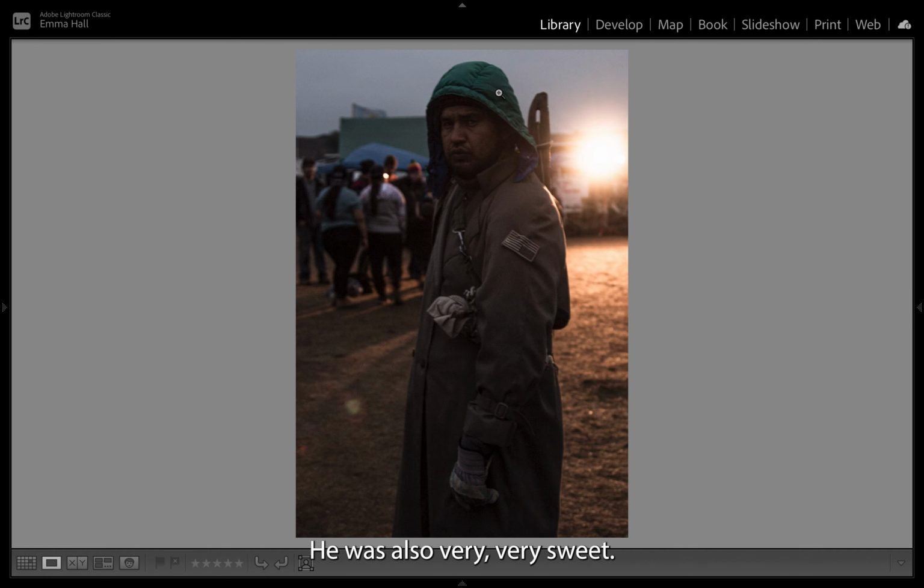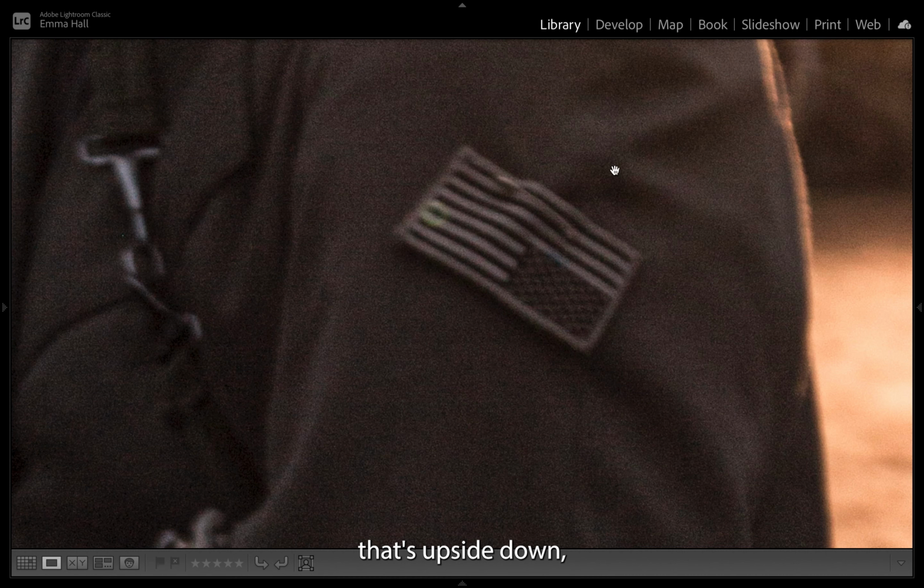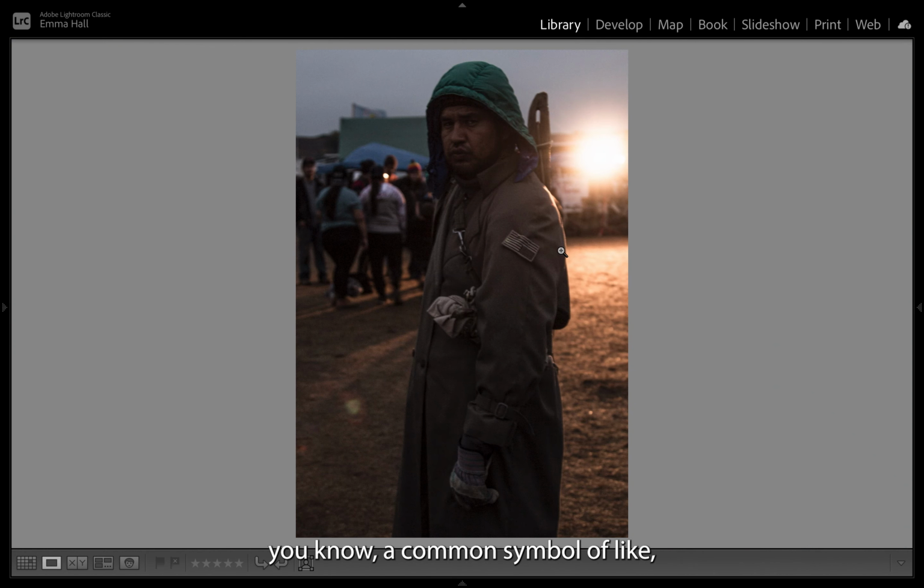Then there was this guy. He was also very, very sweet. And again, another mean mugging when I'm taking a photograph. This was taken at night, obviously, and he has this American flag that's upside down, a common symbol of like, fuck America, when they're protesting. So a lot of people had upside down flags just to kind of prove a point. I don't know. I'm really not sure about this photograph. I like it, but then I also don't. I don't really know the point of it, to be honest.